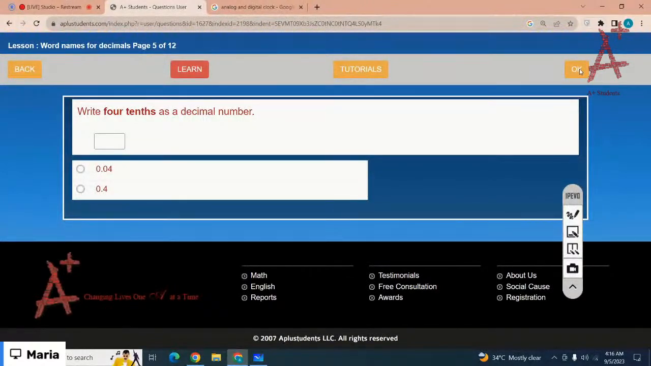Write 4/10 as a decimal number. Which is the correct option? 4/10 means 4 is at the tenths position, right? So that would be 0.4.